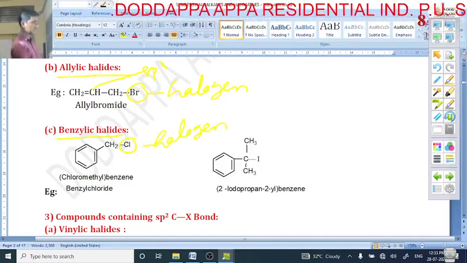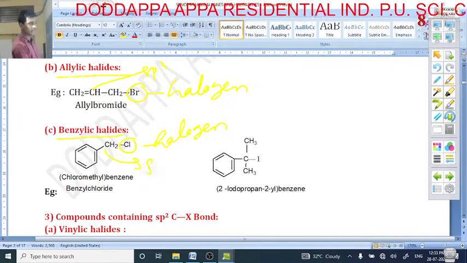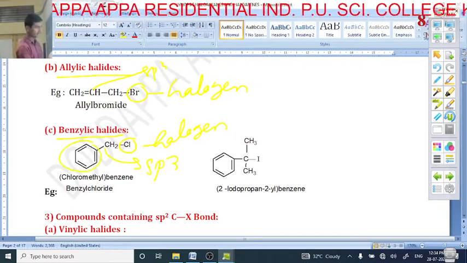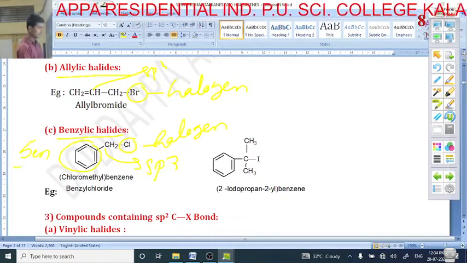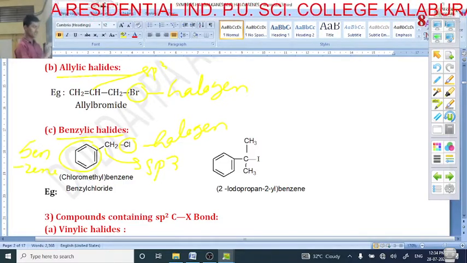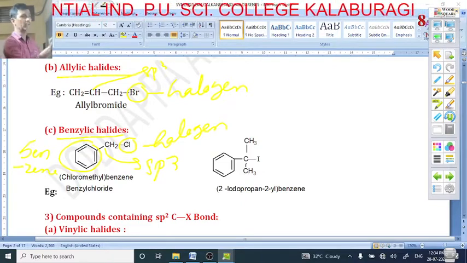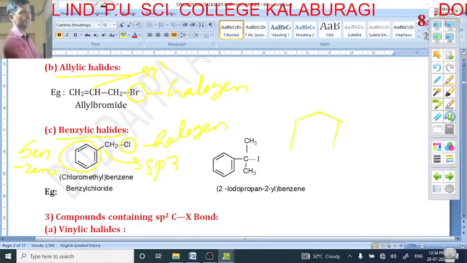And this halogen is attached to what? An sp3 carbon. Next, it contains what? A benzene ring. So this type of halide is called what? Benzylic halide.